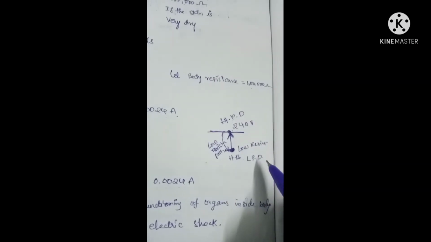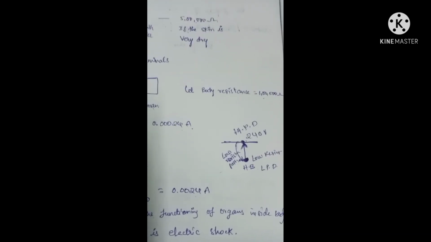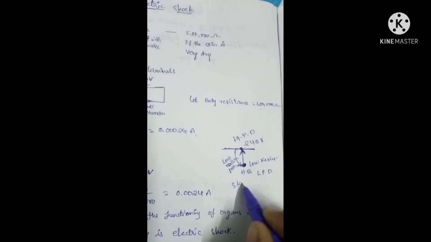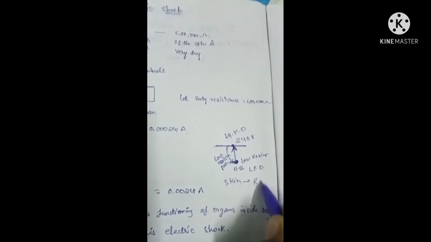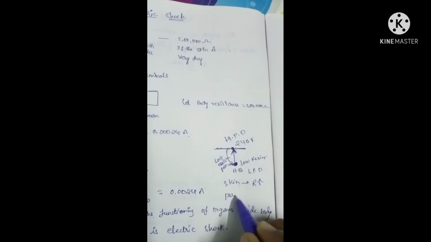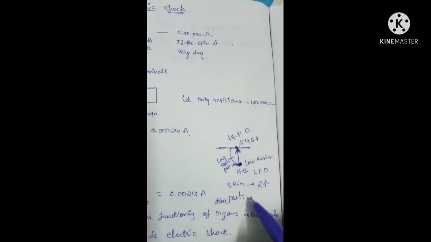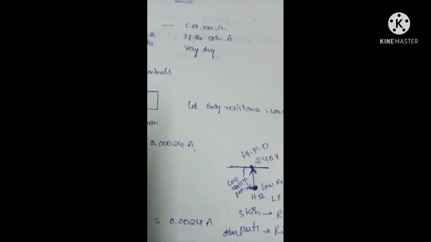In our body, our skin offers higher resistance than the other organs, and the other parts of the body offer less resistance than skin. So we can say that the resistance in the human body is non-uniform.